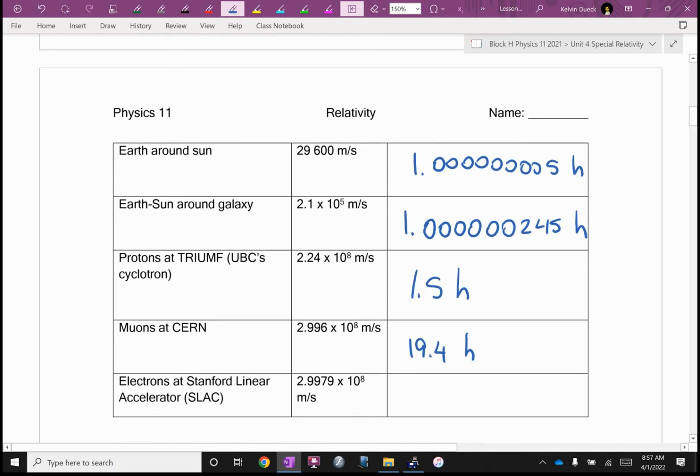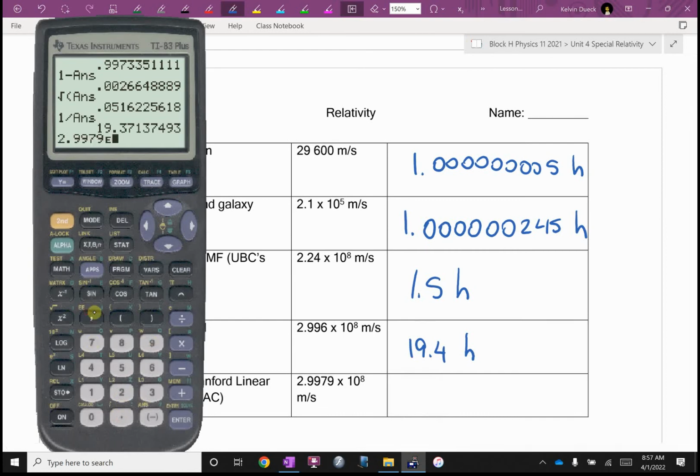I haven't updated this. When I made this list up about 5 years ago, this was the fastest we were getting things, but I think now we're actually getting things even faster. But Stanford University in California has a linear accelerator, not a circular one. It's called the SLAC, the Stanford Linear Accelerator, and it gets electrons up to 2.9979 times 10 to the 8th.